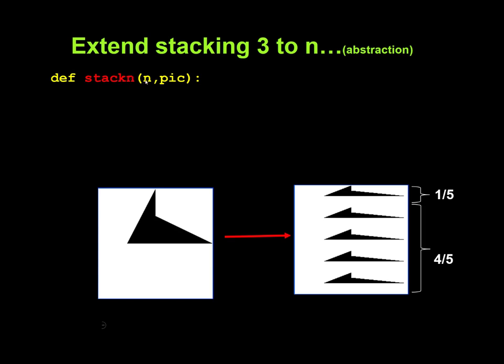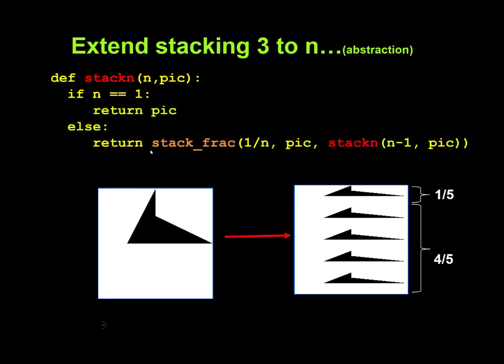N is the number of parts, n is a parameter, comma on a picture, colon. If n equal to 1, that means we just need 1 part, so we simply return the picture. Otherwise, return stack frac is to use 1/n of the space we have for the picture, leaving behind n-1/n space for the n-1 parts of the same picture. So to get this picture with this function, we simply say stackn 5, n equal to 5, working on the picture nova bb. Stackn allows us to make a column of the picture.